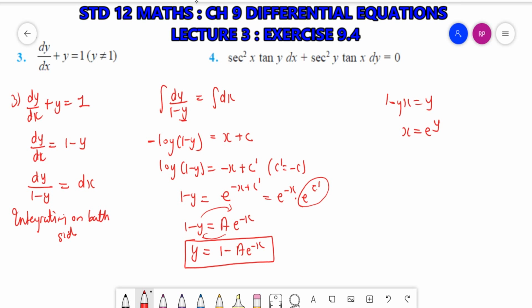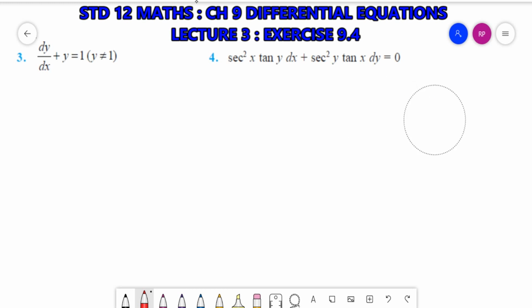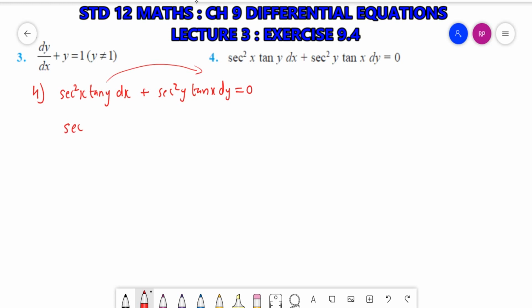Now let's see question number 4. Sec square x tan y dx plus sec square y tan x dy equal to 0. First let's take any one term on the other side. I'm taking this on the other side. So sec square y tan x dx equal to minus sec square x tan y dy.